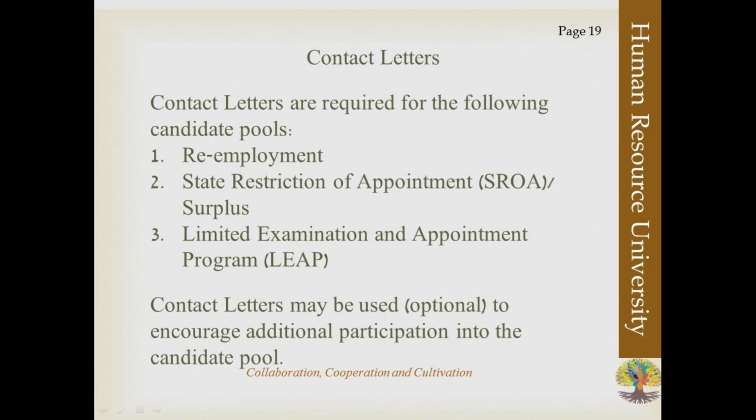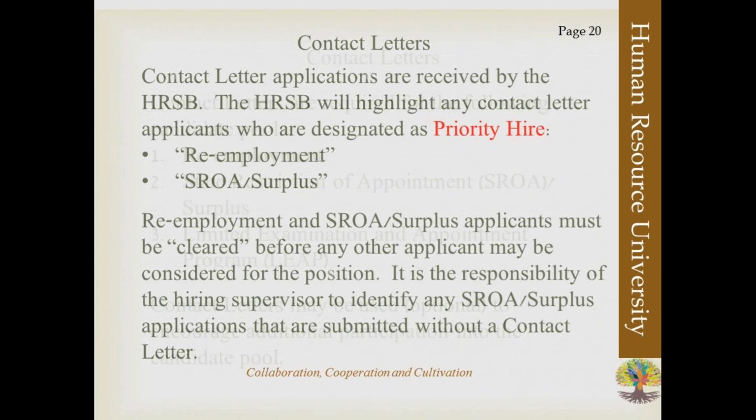Now, if you have a difficult to recruit classification, you can also instruct us to send out contact letters. And we'll send them out to people who are on that eligibility list for that classification and hopefully encourage more participants to respond to your vacant position. Contact letter applications are received directly into Human Resources because we control those documents and make sure they really do have an opportunity to be given hiring priority and brought to the attention of the supervisor.